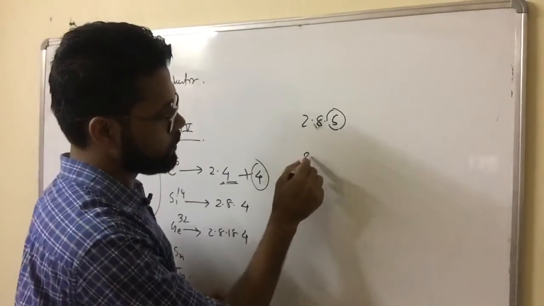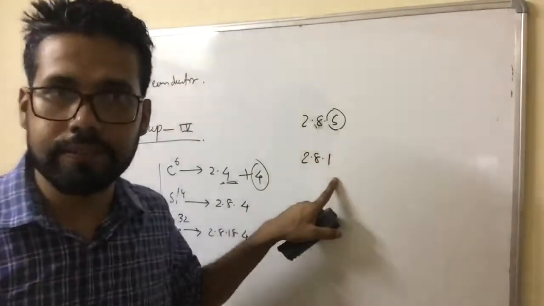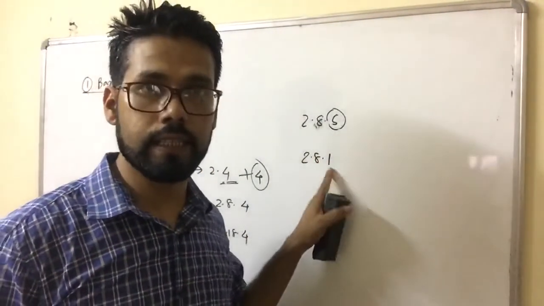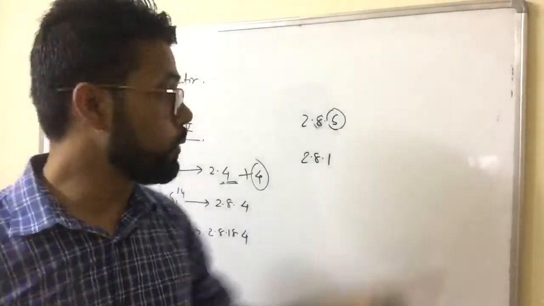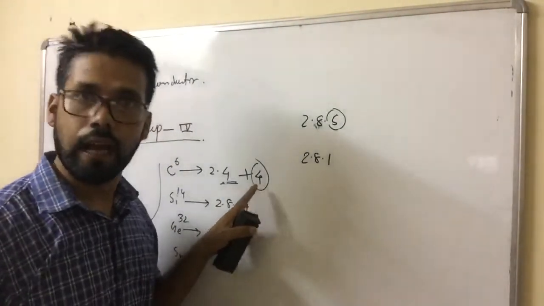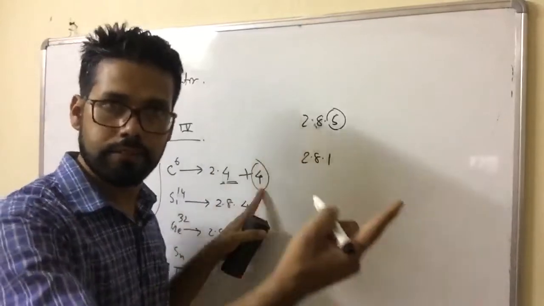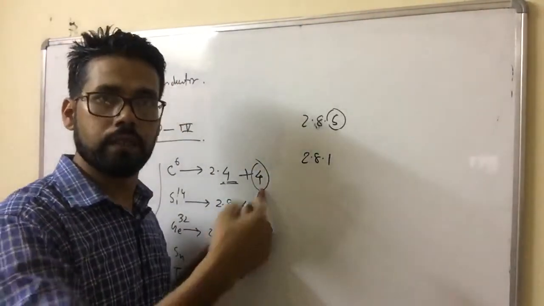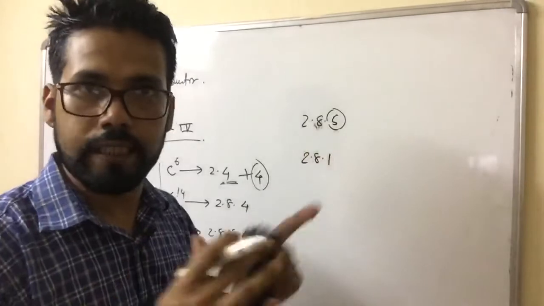And if it is 2, 8, 1, which is less than half fill, then it will give this electron to another atom. But when it is equal to half fill, then it will neither give nor take completely from any other atom. Sharing will take place.